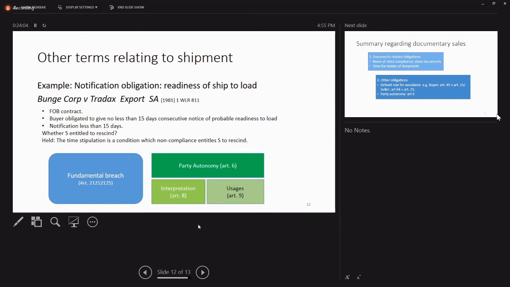As to other kinds of obligations relating to shipment, for example, notification of when the ship is ready to load, like what one sees in the Bunge and Tradax kind of scenario, the starting point is back to the fundamental breach requirement that you see in Article 25. But one can make use of the party autonomy principle in Article 6 to stipulate expressly that one has a right to terminate if there is a breach of such an obligation.